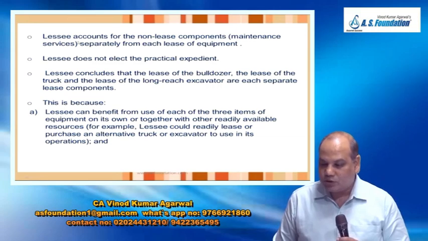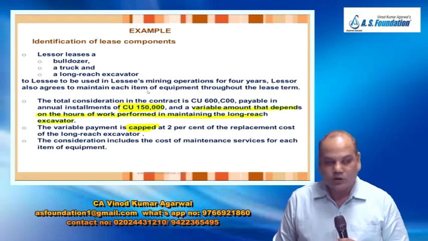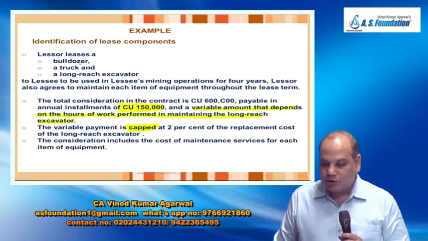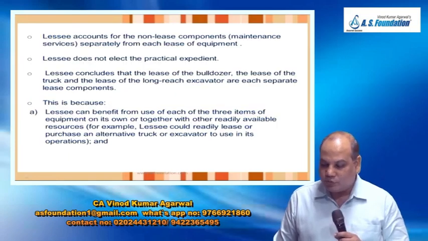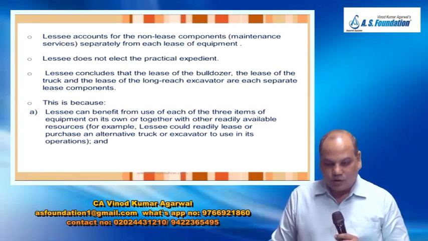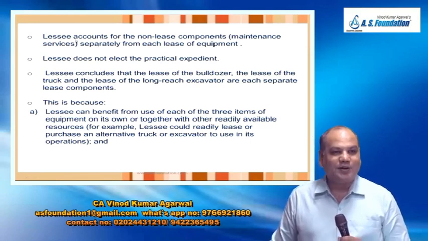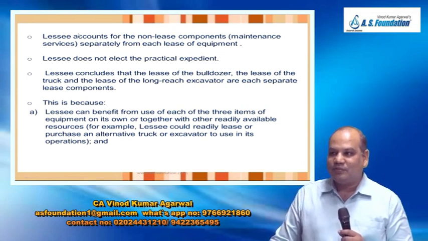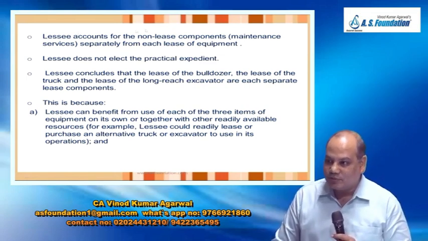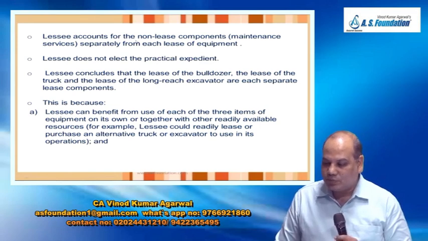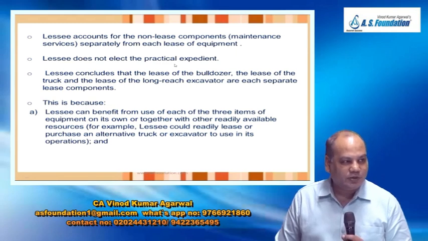Okay. Lessee account for non-lease component. Now this agreement has both lease component and non-lease component. Lease component will be lease of bulldozer, truck, excavator, and non-lease component would be maintaining each item of equipment. So now what the lessee will have to do, unless they decide the practical expedient option, they will have to separate the lease and non-lease component. Lessee does not elect the practical expedient.